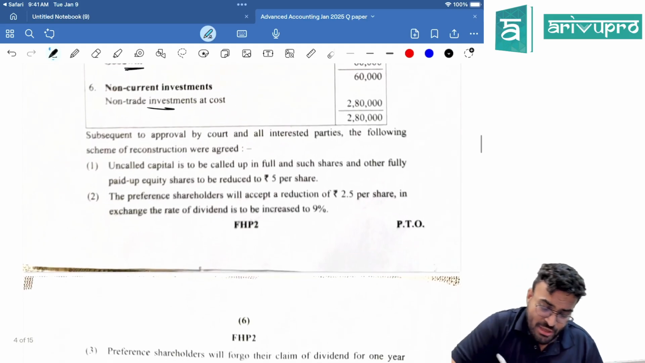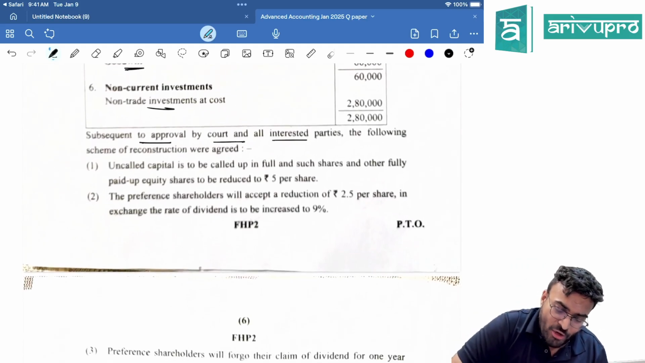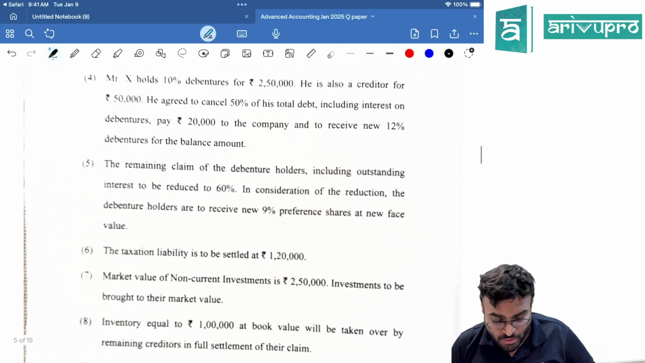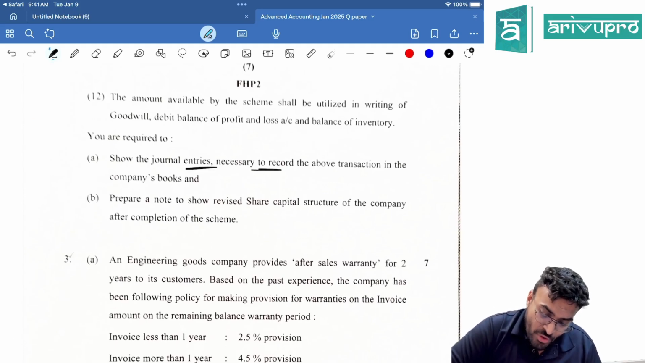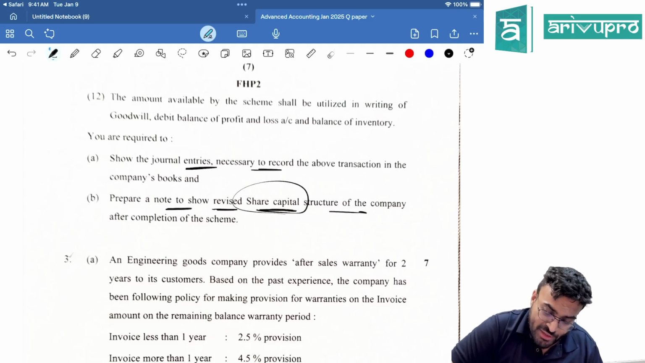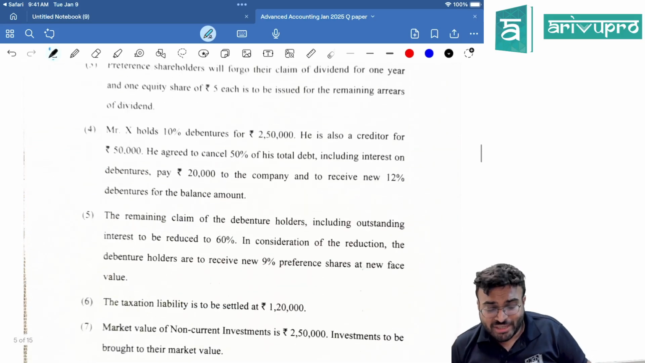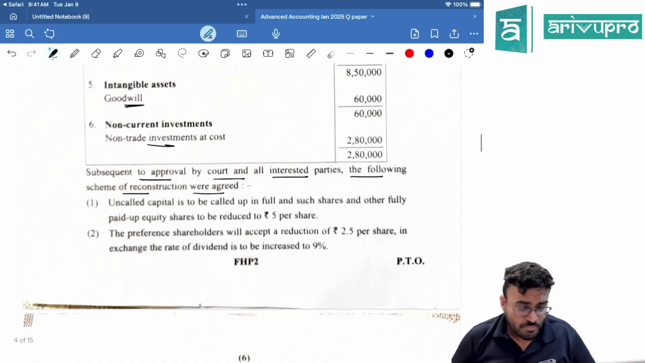Internal reconstruction. Subsequent to approval by court and all interested parties, the following scheme of reconstruction was agreed. What did they ask you? Prepare journal entries, and prepare a note to show the revised share capital of the company after completion of the scheme. Only share capital they have asked.